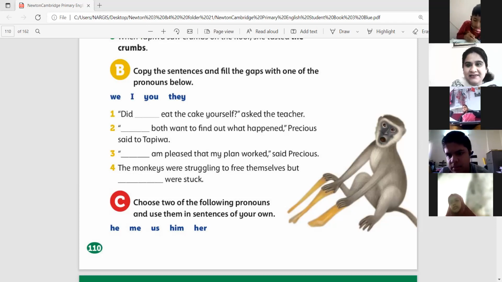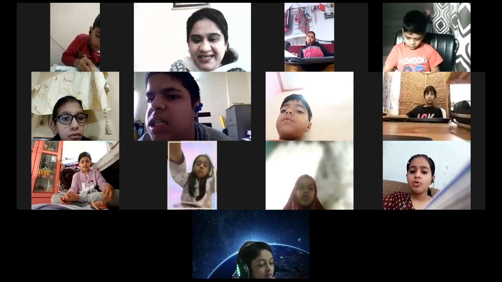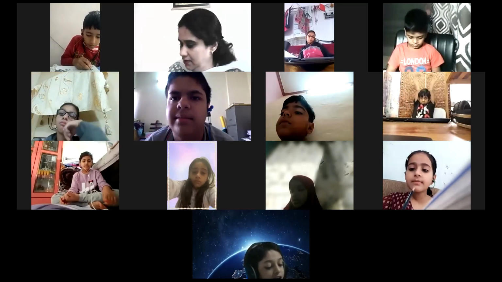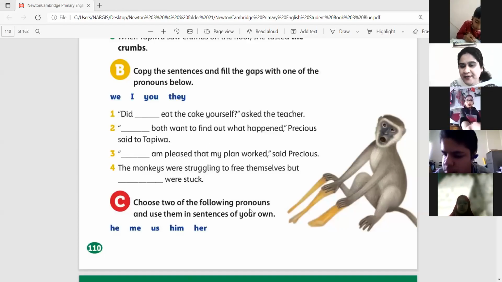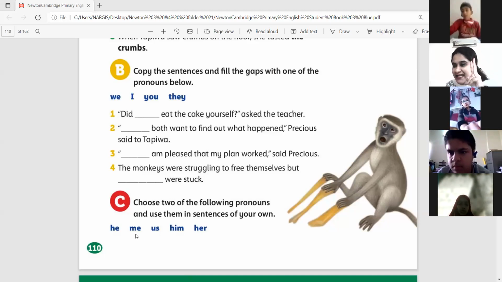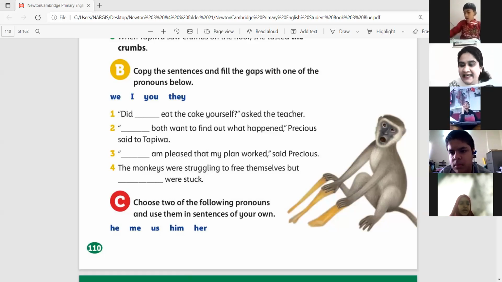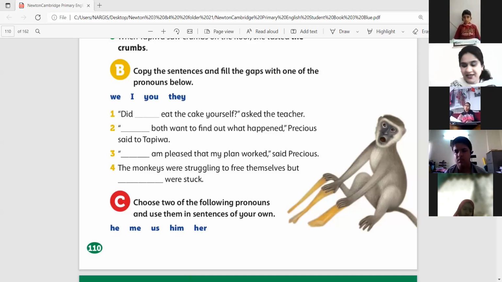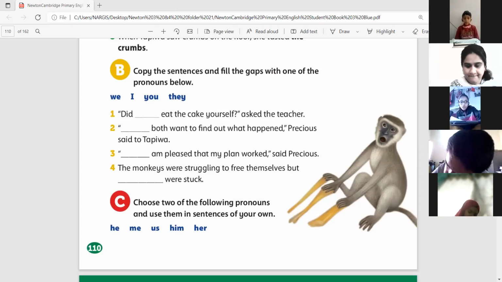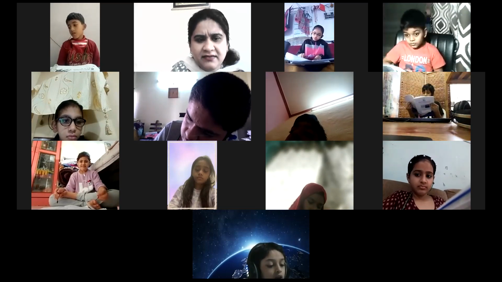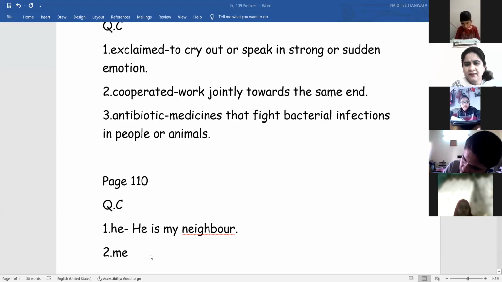Now, what have they given in the C part? Choose two of the following pronouns and use them in sentences of your own. These pronouns are given. You have to choose any two and write sentences. So the first one is he. He is my neighbor. Please copy quickly, we have the last 5 minutes. I'm writing it in the Word file. We can't see, we can only see page 110. Wait. Sorry. Once again, I will share. Now, can you all see? Yes.